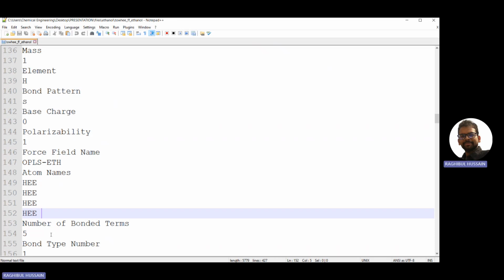I will consider the hydrogen atom as atom number 3. No problem. Okay. Order is not important here. You have to only define all the different types of atoms. Order is not important. You can define anywhere. Non-bonded.